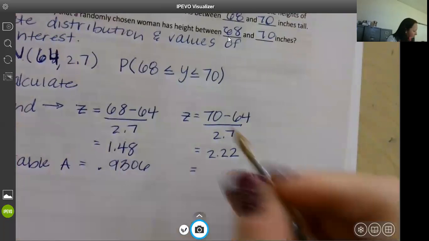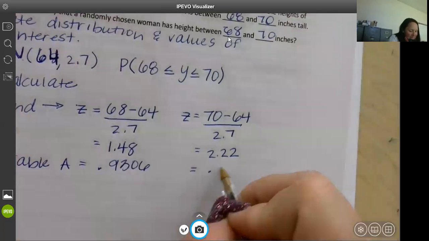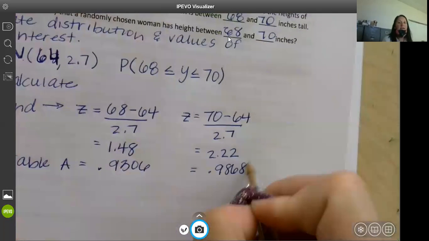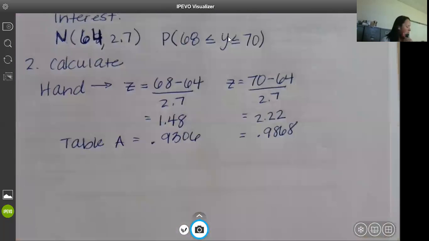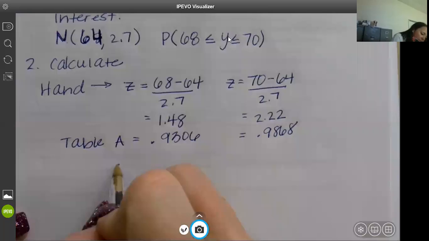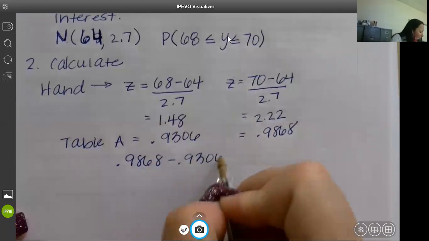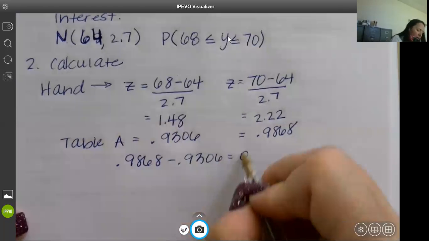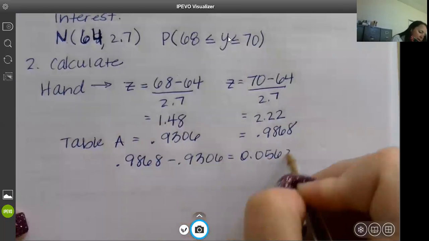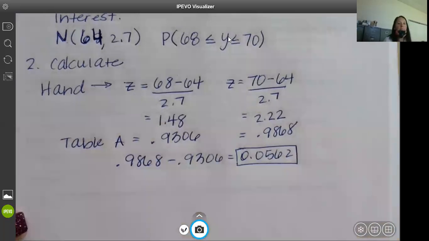This one is going to be 0.9868. And if I want to find that range, what do I have to do with those two numbers? Subtract them. So I'm going to take the big one, subtract the little one, and it's 0.0562. That's my answer right there.